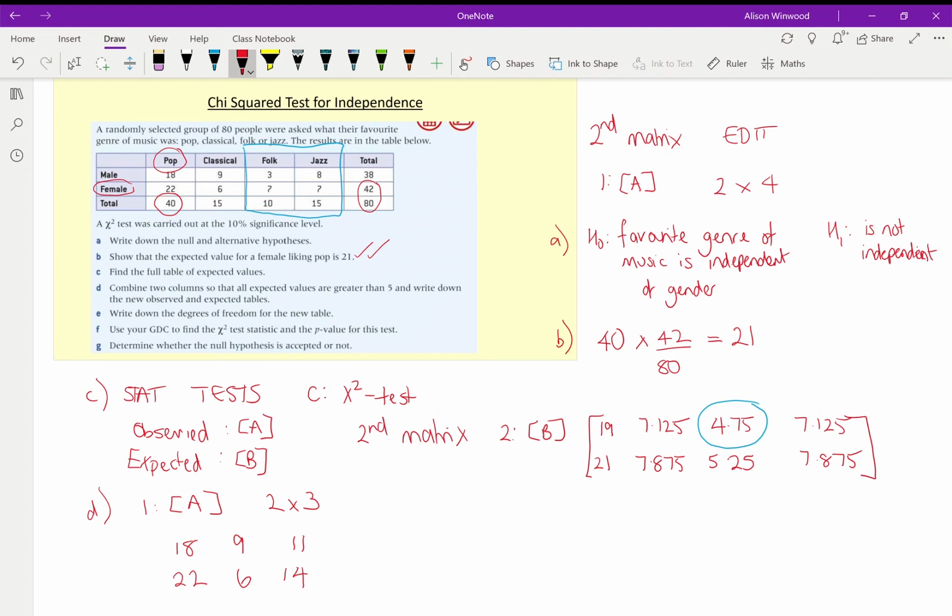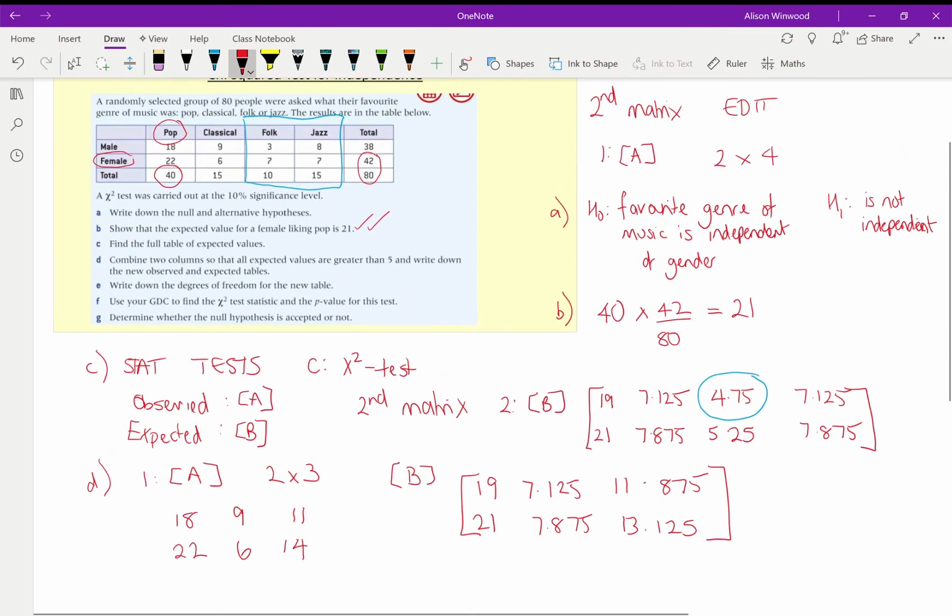And then we can get the calculator by doing stat tests chi-squared to put the expected matrix into B. And now our expected matrix should have all values above 5. So we've got 19, 7.125, 11.875, 21, 7.875 and 13.125. So all our values obey our rule that we need to be greater than 5.